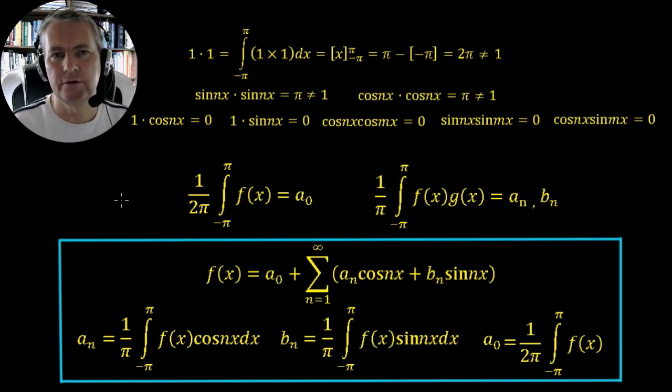So that's all there is for this video. In the next video, we'll use this in order to approximate the square function, and we'll see that in the graphical calculator.